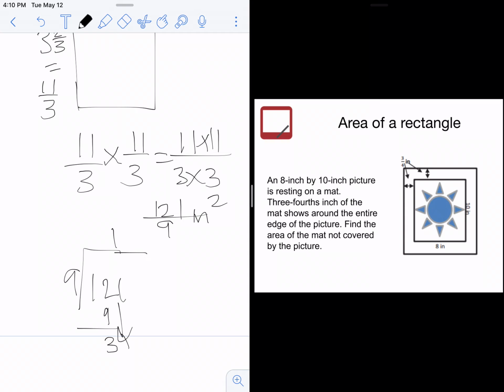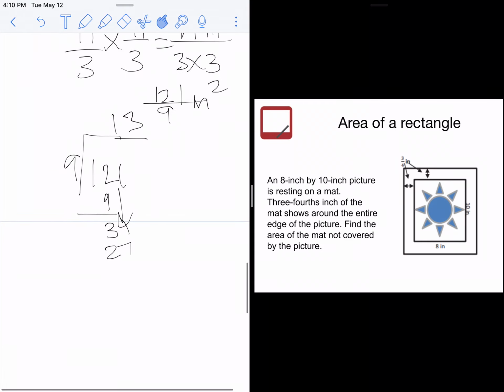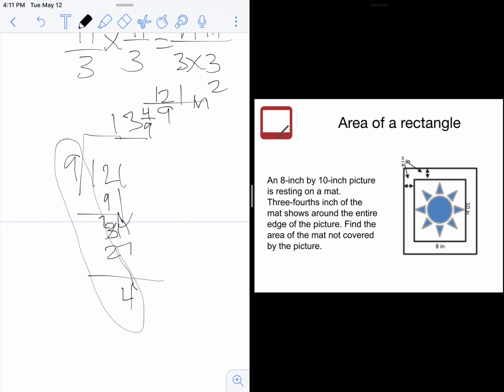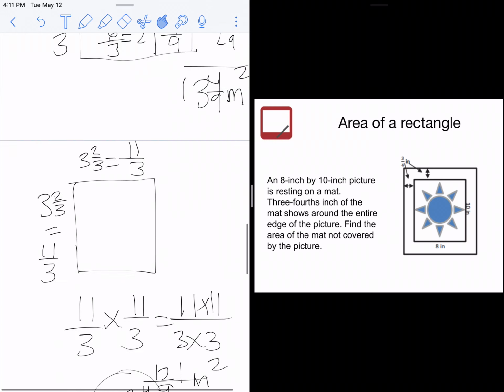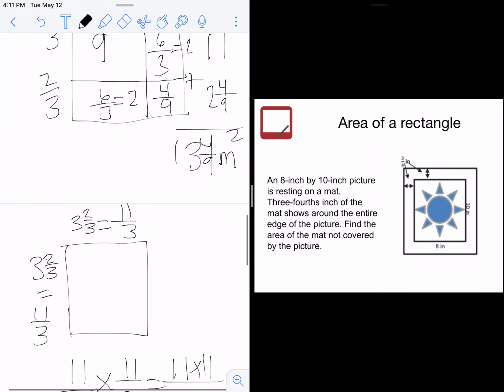But it does go into 31 3 times, which is 27. And then you subtract 31 minus 27, which is 4/9. So then you get 4 over 9 as your fraction. So you get the same answer, 3 and 4/9, as you do up here. But which way was easier to you?